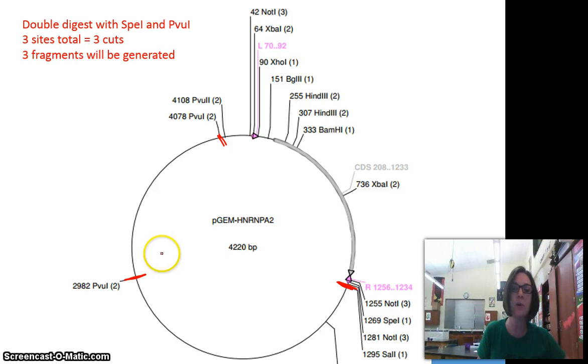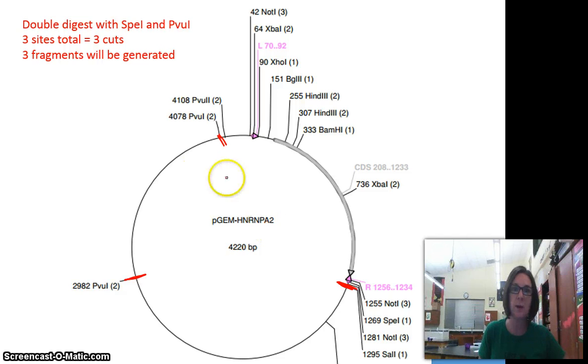So what we need to know is how big those fragments are going to be, because maybe we wanted to keep one of them, or maybe we're just trying to make sure that what we had in a test tube was actually pGEM-hnRNP-A2. So we need to do a little bit of math.